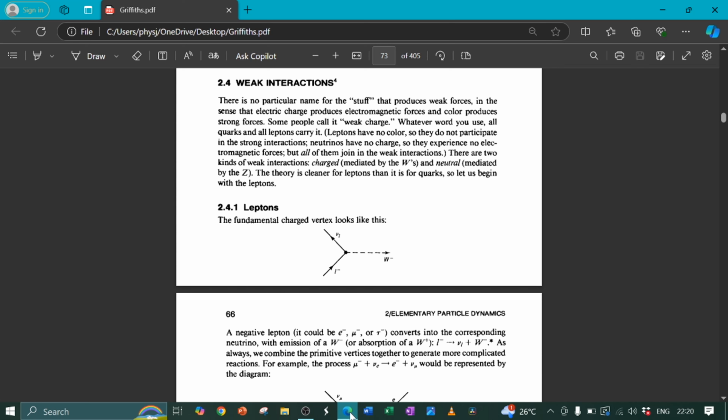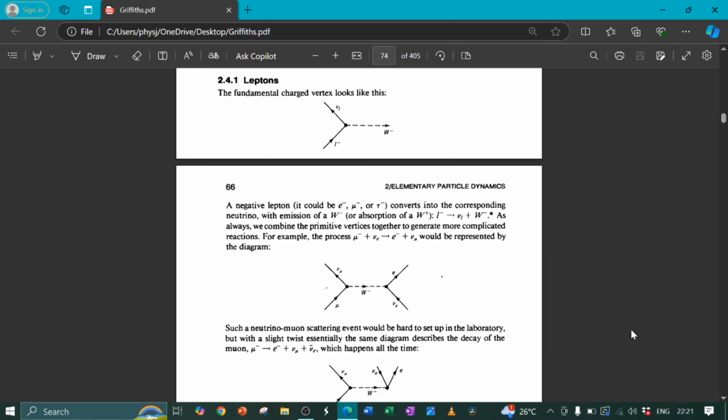Leptons have no color, so they do not participate in the strong interactions. Neutrinos have no charge, so they experience no electromagnetic forces, but all of them join in the weak interactions. There are two kinds of weak interactions: charged, mediated by the W's, and neutral, mediated by the Z. The theory is cleaner for leptons than it is for quarks. So let us begin with the leptons.